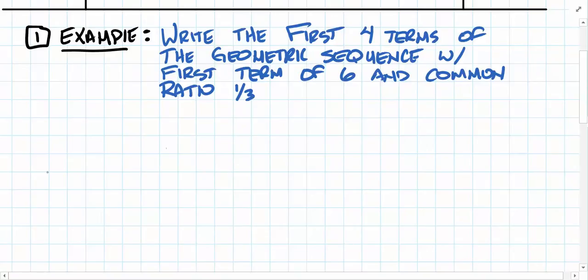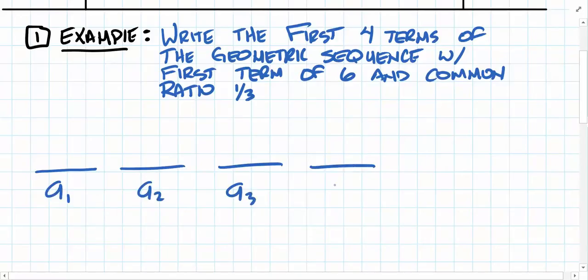So here's what we've got to do. We've got to set ourselves up for success. So here's the first term, here's the second term, here is the third term, and here is the fourth term, and so on and so forth. We were only asked to write the first 4 terms. It says that the very first term is 6. Okay, great, so I write that in. And the common ratio is 1/3.